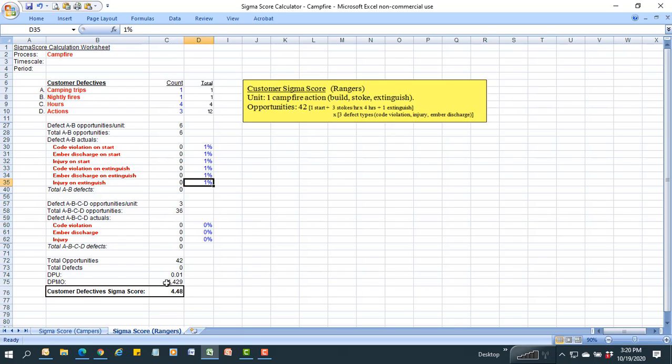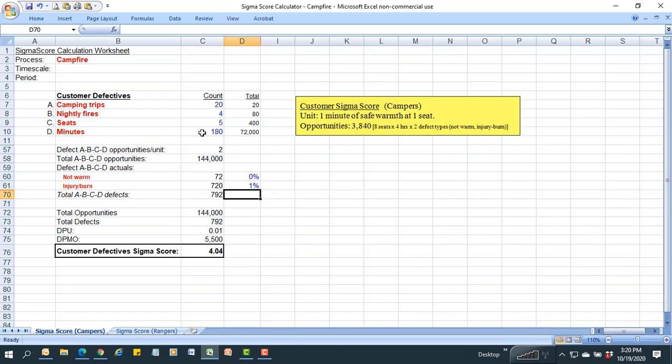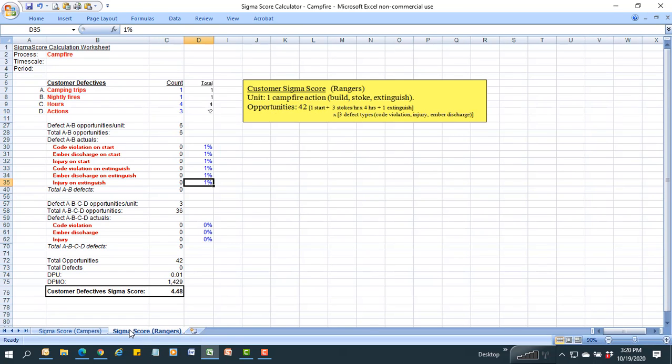So the level of quality that the ranger sees in the campfire is based on different criteria than what we had for the campers. For the campers, it tended to be the person sitting at the fire. So how many people are at the fire was a key element. To the rangers, they're not interested in how many people are at the fire, just how well the fire operations are carried out. So to say what is the sigma score of the campfire, you have to basically ask yourself which customer. The campers will have their own sigma score. The rangers will have their own sigma score. You've got to separate and do a different sigma score for every customer that you think has a stake in your overall operation.